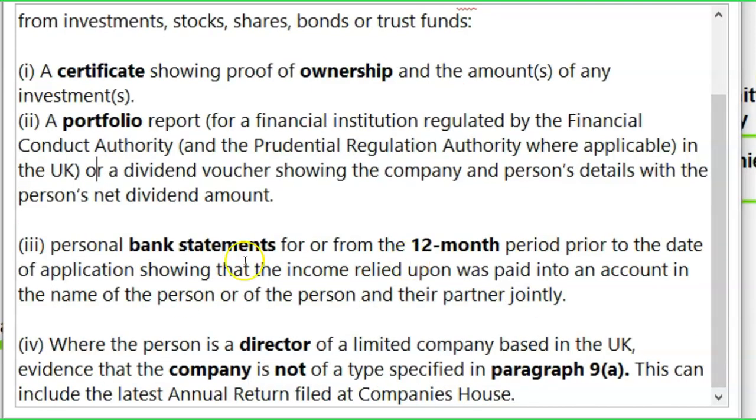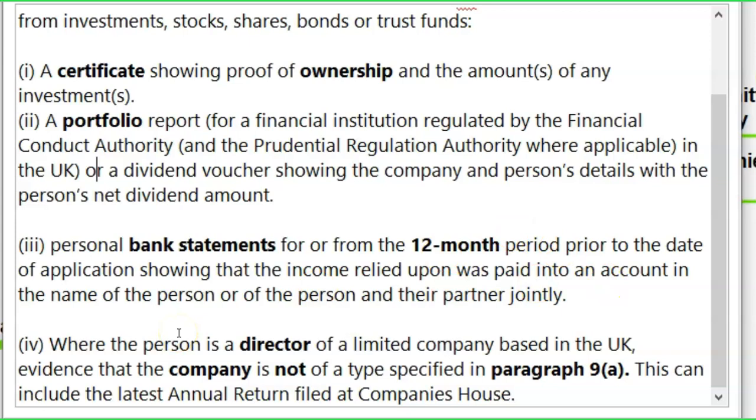And then you'll need to provide bank statements covering the last 12 months, where first of all there is a date there, and secondly that your income was paid into an account which belongs to you or your partner, or it was paid to a joint account. And there is a specific rule for the directors of the company.